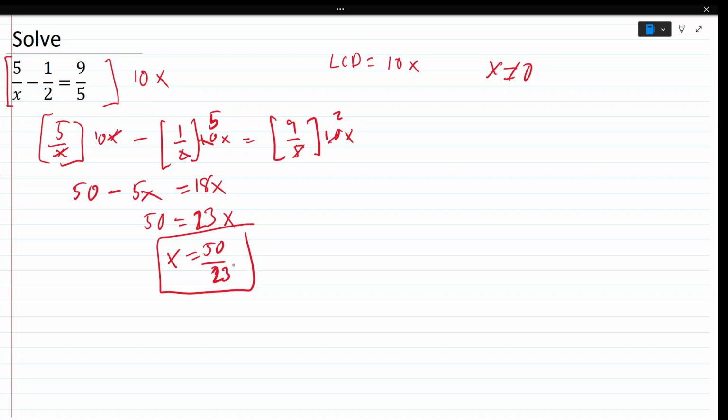Now if it did make any of the denominators 0, then it would actually not be a solution for the equation.